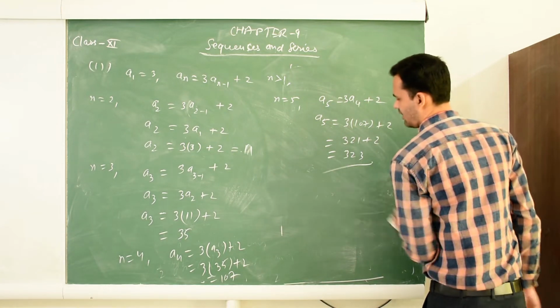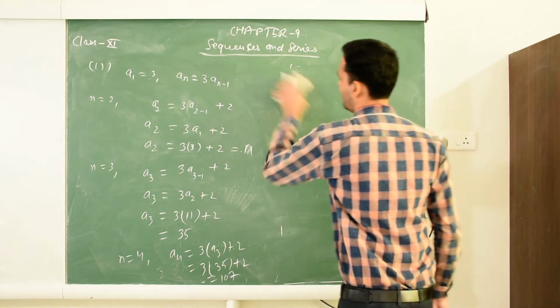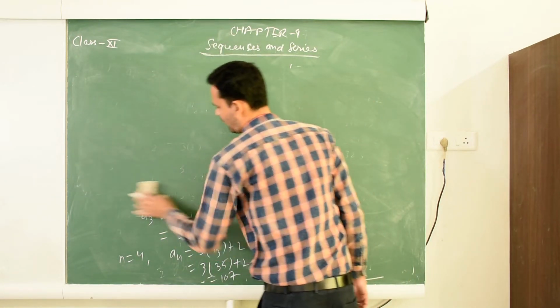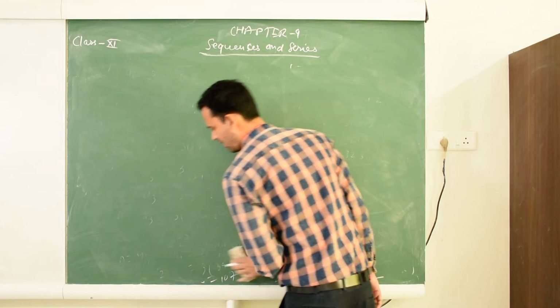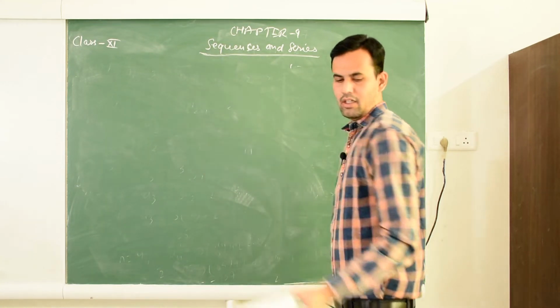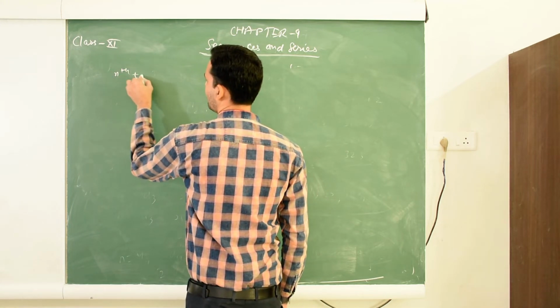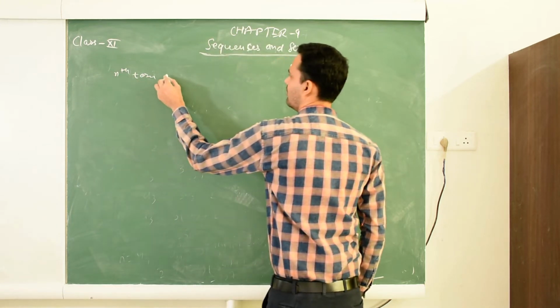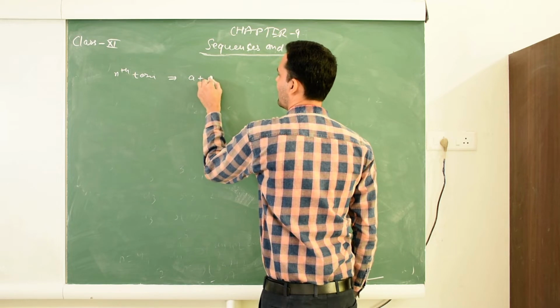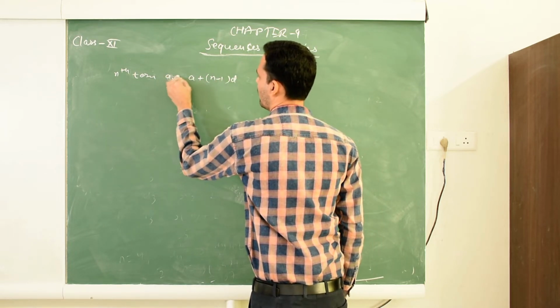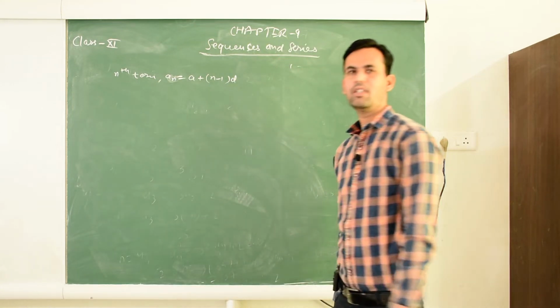Now the next exercise is 9.2, but before this we need to know some formulas of arithmetic progression. There are 3 main formulas of arithmetic progression. First is the nth term or last term, that is a plus n minus 1 into d: an equals a plus n minus 1 into d.